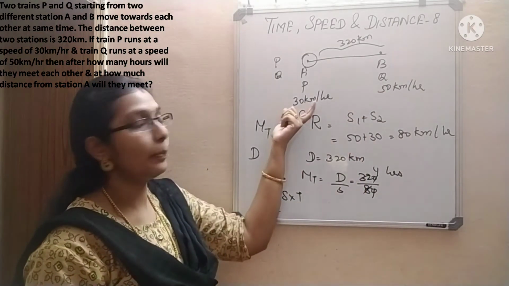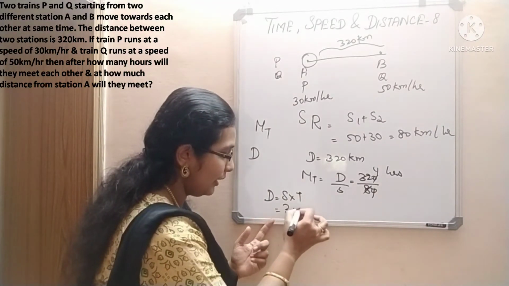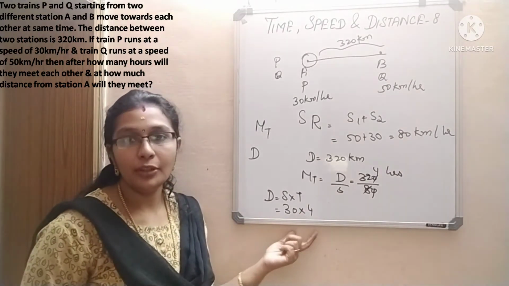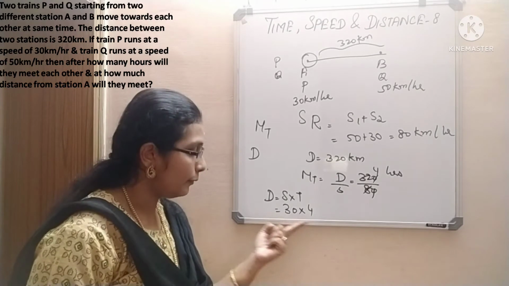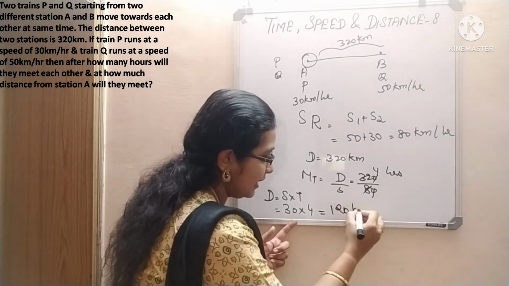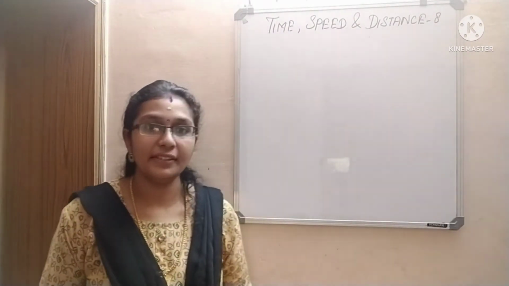Here they are asking from point A. So its speed is 30 km per hour. So 30 into meeting time. Meeting time, when you multiply it by speed only, you will get the meeting distance, correct? So 4 into 30, which is equal to 120 kilometer. Clear? Yes. See the next variety of question.